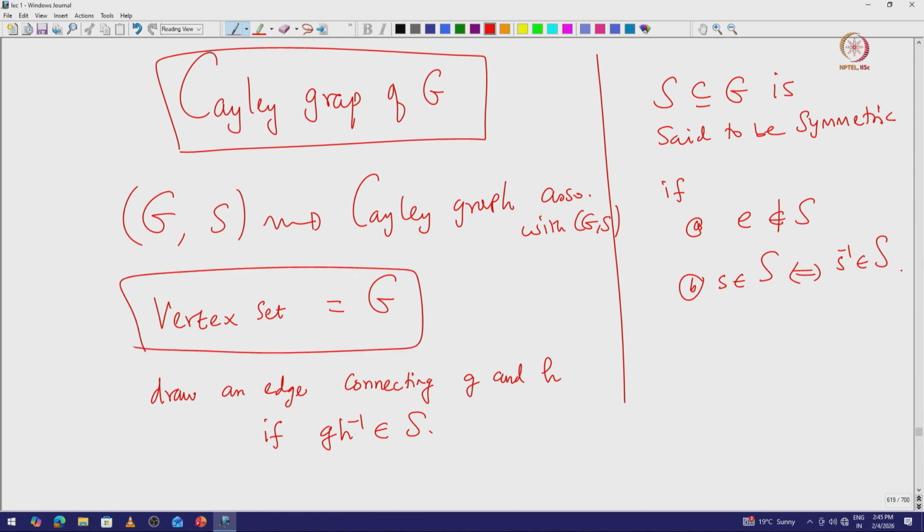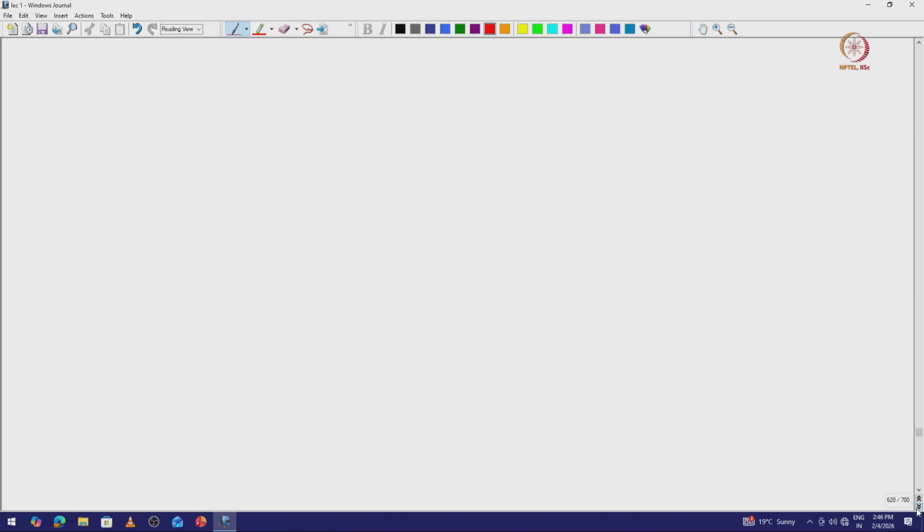You take the vertex set to be the entire G, and the edge set is those pairs you connect: g and h if g h inverse belongs to S. Now, since S is assumed to be symmetric, whenever g h inverse is in S, that implies h g inverse is in S. So, g h inverse in S implies h g inverse in S. That means what we get is an undirected simple finite graph. Now we take this graph and want to study its spectrum. We can talk about the adjacency matrix and study the spectrum of that adjacency matrix of Cayley graphs, getting as much information as possible.